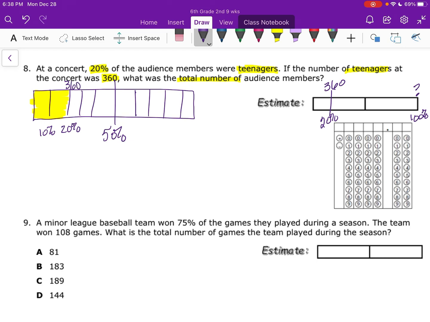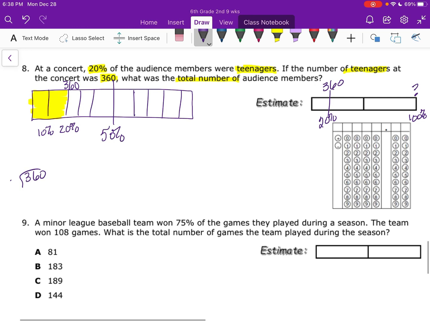So how much would be in each piece? How many pieces does it take up? It takes up 2. So we're going to say 360 divided by 2. It's going to be 180, I believe. Let me check it. Yep. So 10% is 180, right? 180 plus 180 equals 360. We know that 360 is 20%, so each one of these will be 180.